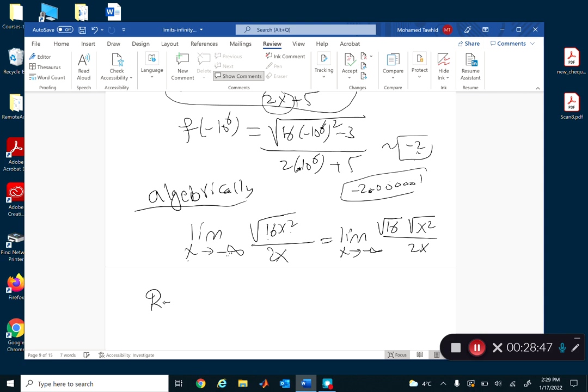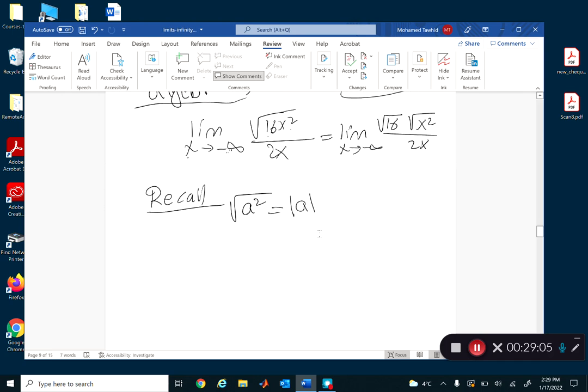Here we have to recall, guys, from high school or from other courses, if you have the square root of a square, that will not be a. It is not a, but the absolute value of a. That is the definition of absolute value. If you have the square root of a squared, it will be the absolute value of a, which is a if you know a is greater than 0, and negative a if you know a is less than 0.